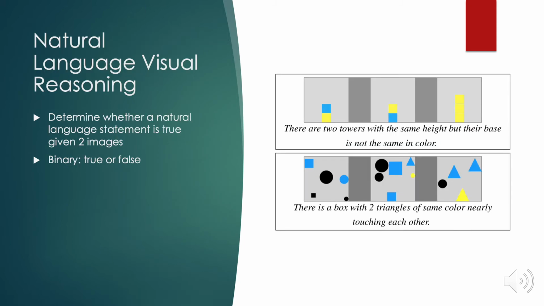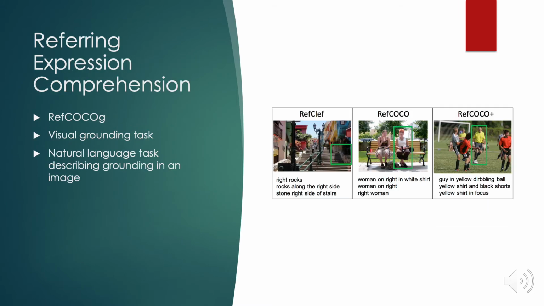The second task is natural language visual reasoning. We're given some image or 2 images, and we have to figure out if the statement is true or not true. So this is a little bit more abstract. In the first example, we have there are 2 towers with the same height, but their base is not the same color. That is true. In the second, there's a box with 2 triangles of the same color, nearly touching each other. That does not appear to be the case here, so that's false.